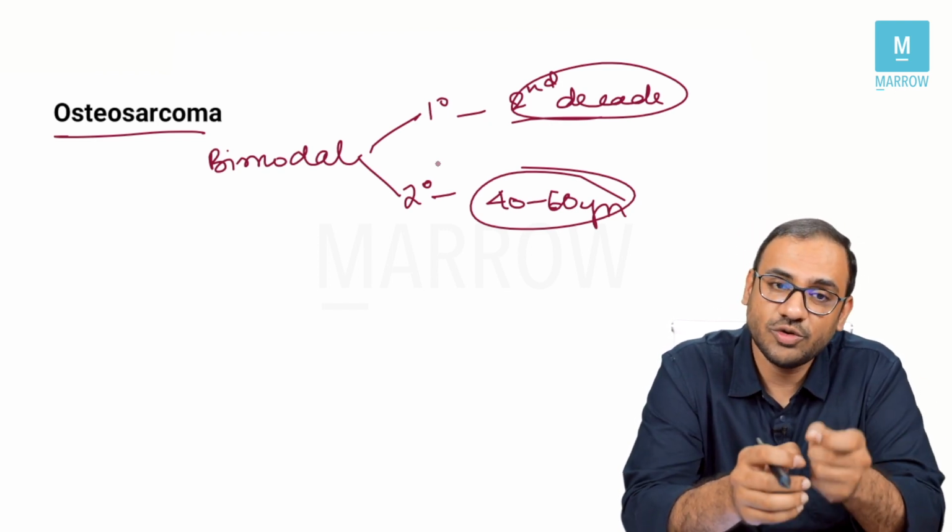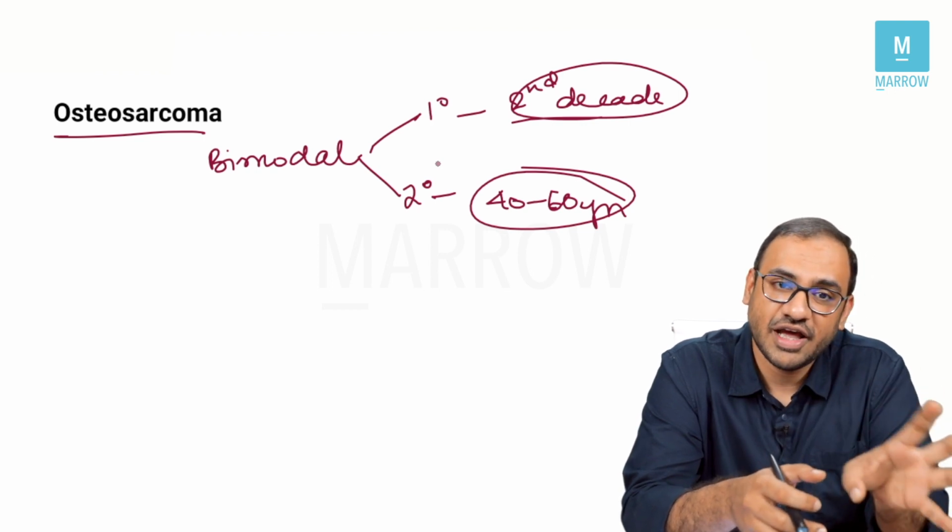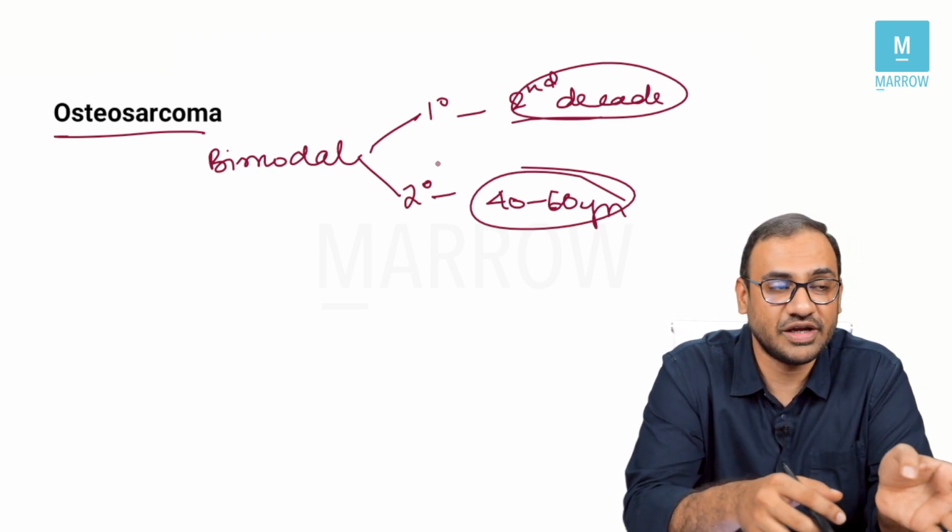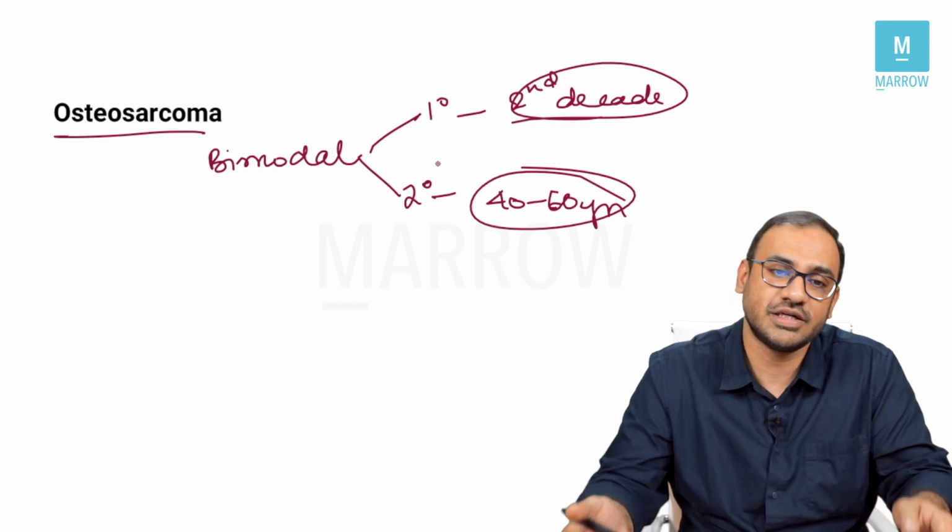What is the most common bone tumor in children occurring in the first decade? It is Ewing sarcoma. But also there is an MCQ where they ask you, Ewing sarcoma most commonly occurs in which decade?